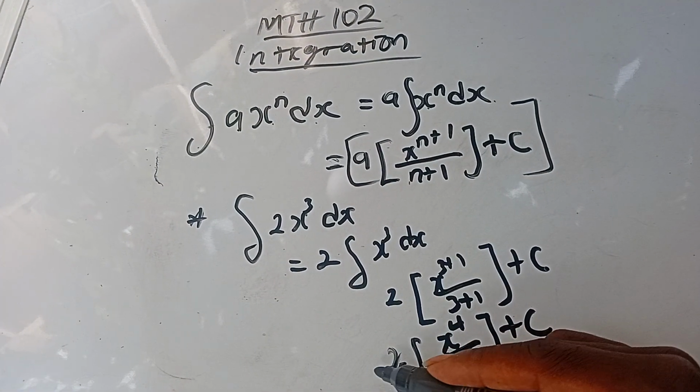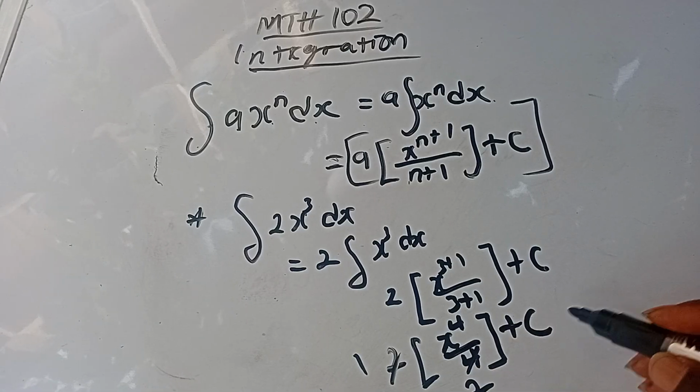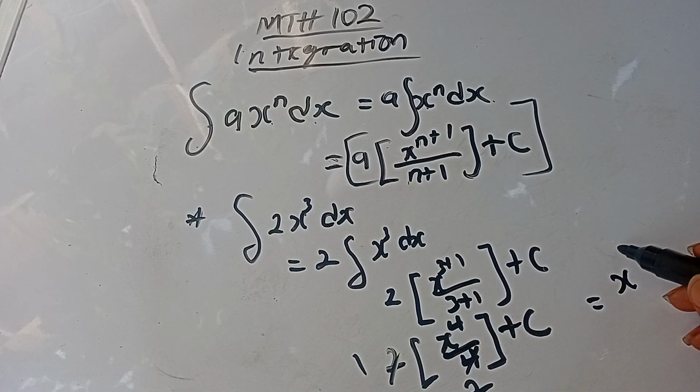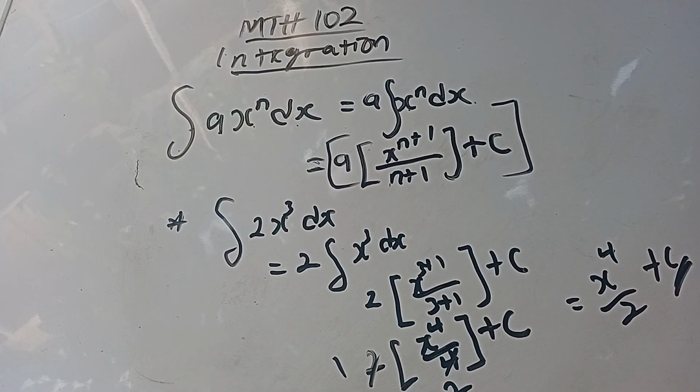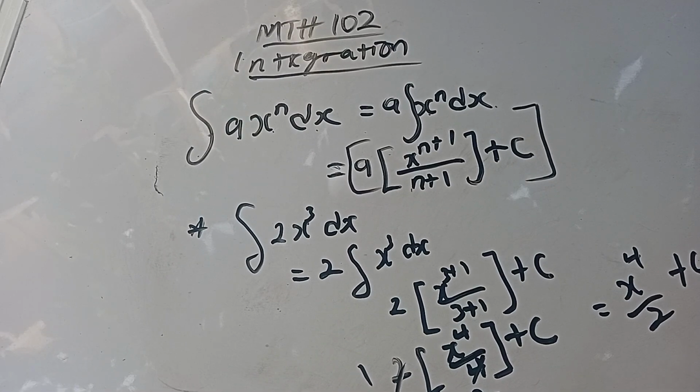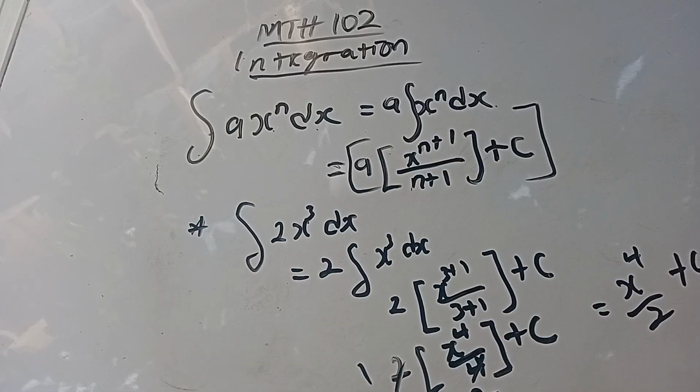Now 2 here, 2 in 4, 2. So this becomes x raised to power 4 over 2 plus c. So that's the answer: x raised to power 4 over 2 plus c. Those are the basic rules that we need to be familiar with. Now, let's move to some other aspect.